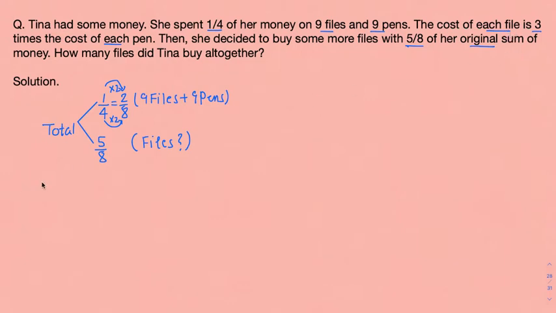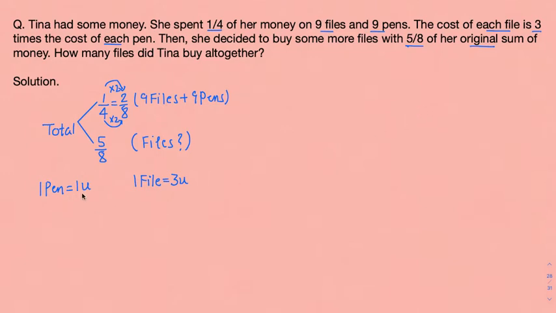So let's say the cost of one pen is 1 unit. How much will be the cost of one file? Obviously the cost of one file is 3 times, so it should be 3 units. If the cost of one pen is 1 unit, the cost of one file will be 3 units, because the cost of each file is 3 times the cost of each pen.